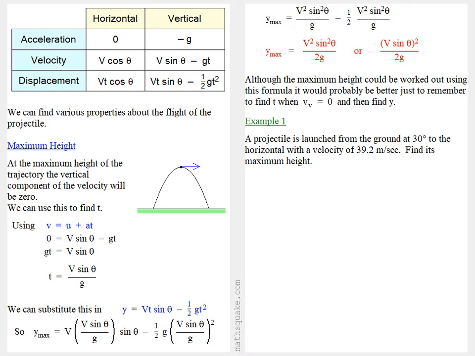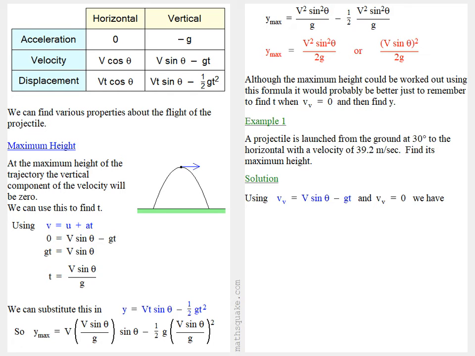Let's look at an example. A projectile is launched from the ground at 30 degrees to the horizontal with a velocity of 39.2 meters per second. Find its maximum height. Now to solve this, we can use the equation for the vertical velocity, little v, is equal to v sine theta minus gt. But at the maximum height, the vertical velocity little v will equal 0.